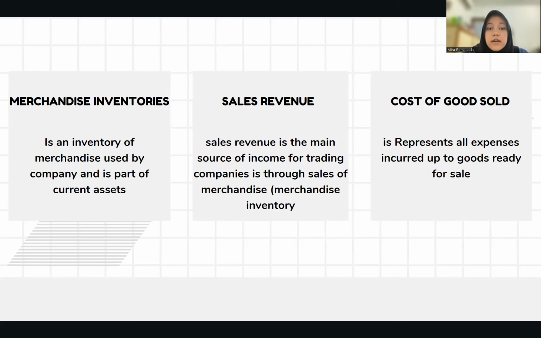What about sales revenue? Sales revenue is the main source of income for trading companies. It comes through sales of merchandise or merchandise inventory. The result is called sales revenue or sales. And lastly, we can't forget about cost of goods sold. Cost of goods sold represents all expenses incurred up to the point the goods are ready for sale.